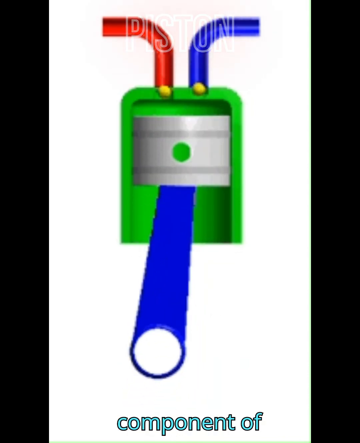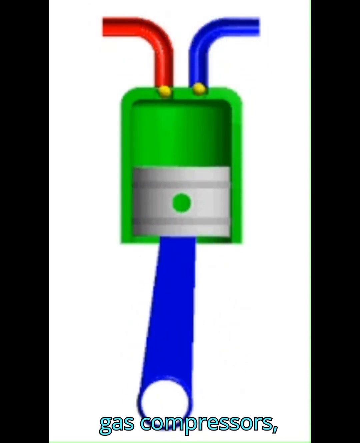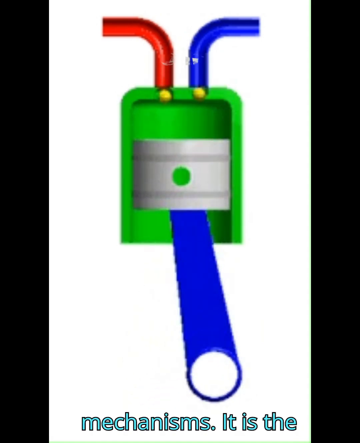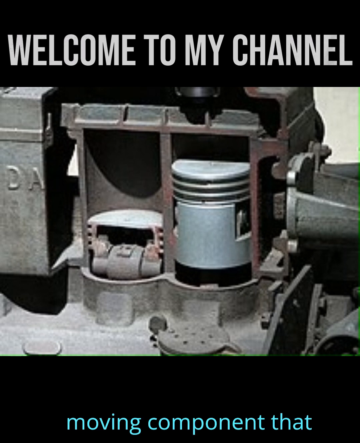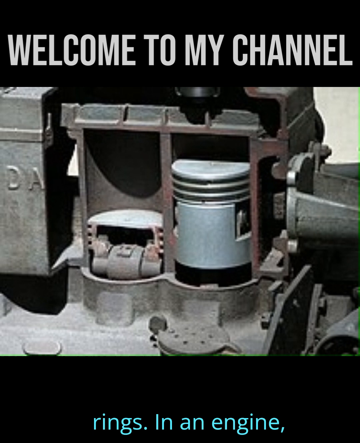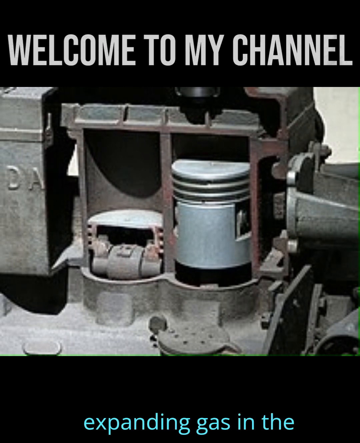A piston is a component of reciprocating engines, reciprocating pumps, gas compressors, hydraulic cylinders, and pneumatic cylinders, among other similar mechanisms. It is the moving component that is contained by a cylinder and is made gas-tight by piston rings. In an engine, its purpose is to transfer force from expanding gas in the cylinder to the crankshaft via a piston rod and/or connecting rod.